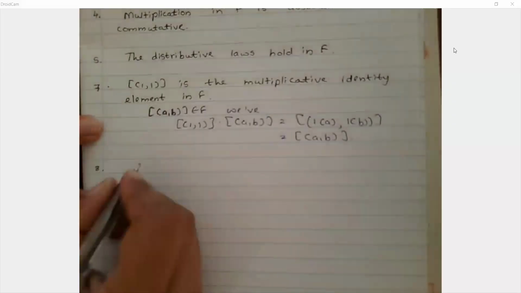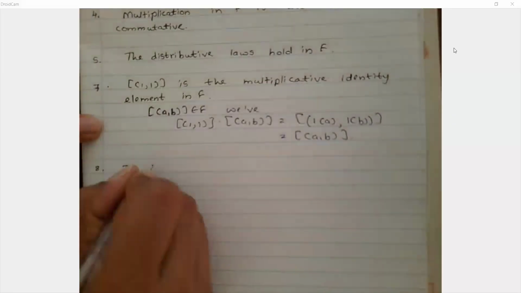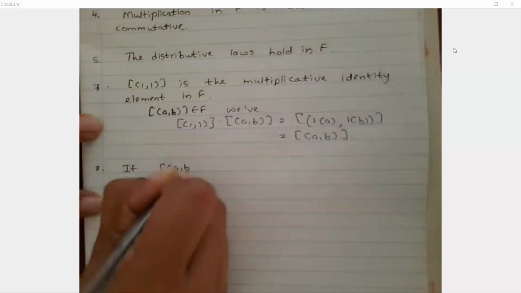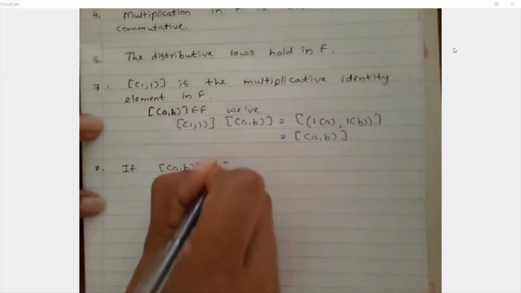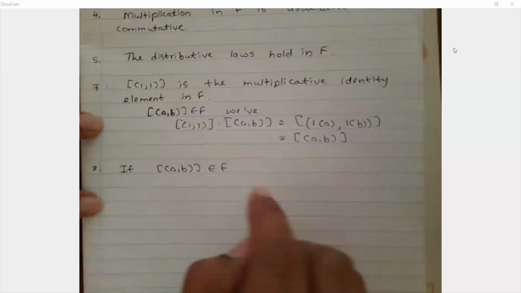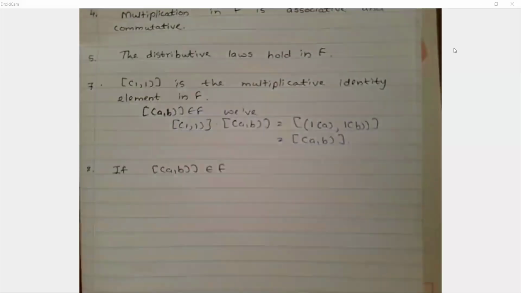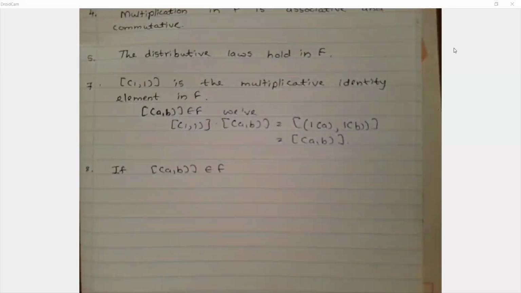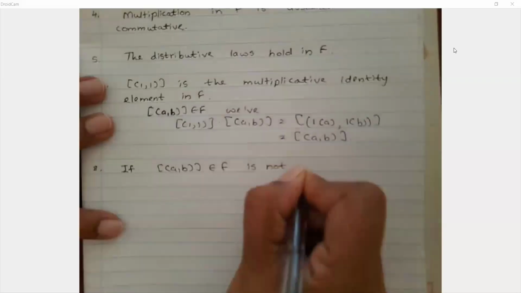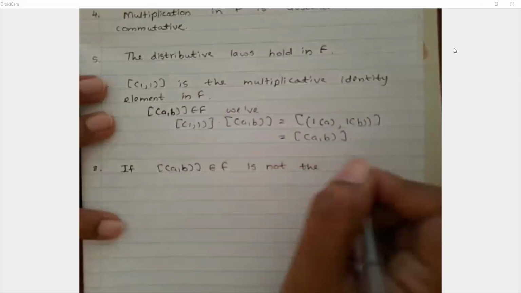Now we have, if this equivalence class, this element in F, is not the additive identity. That means we are excluding 0. 0 resembles the additive identity. So we are taking out 0. We are saying that this is not 0 in F, right? Is not the additive identity.